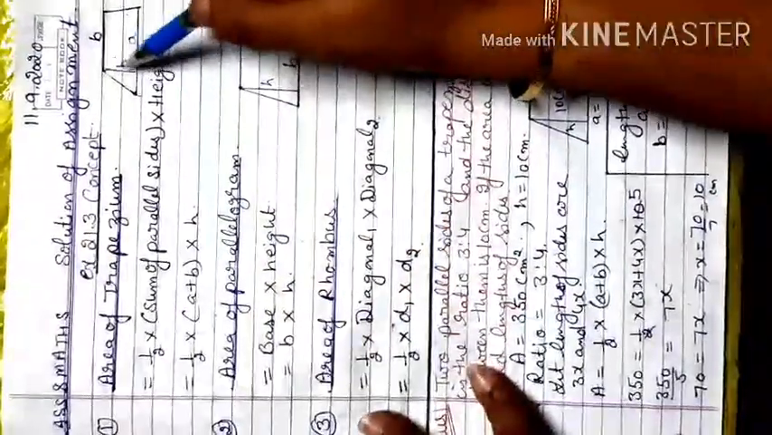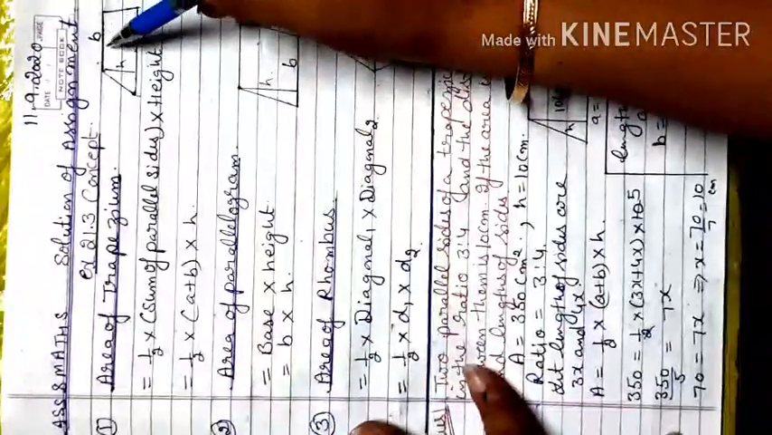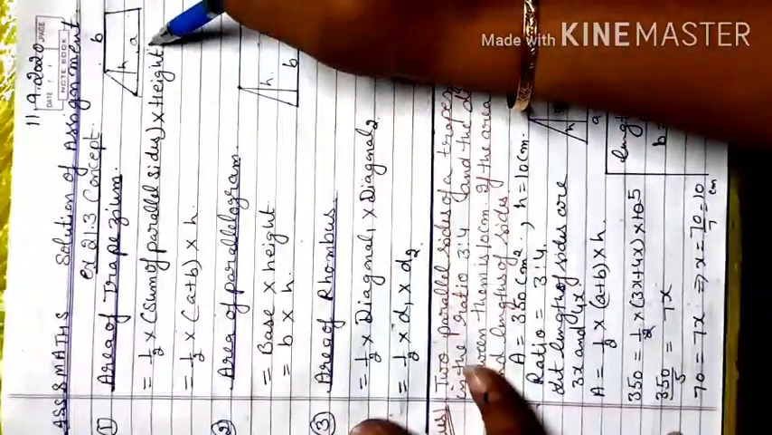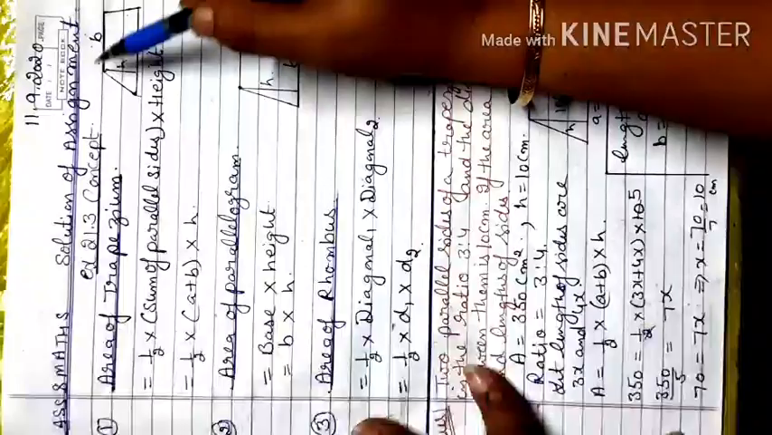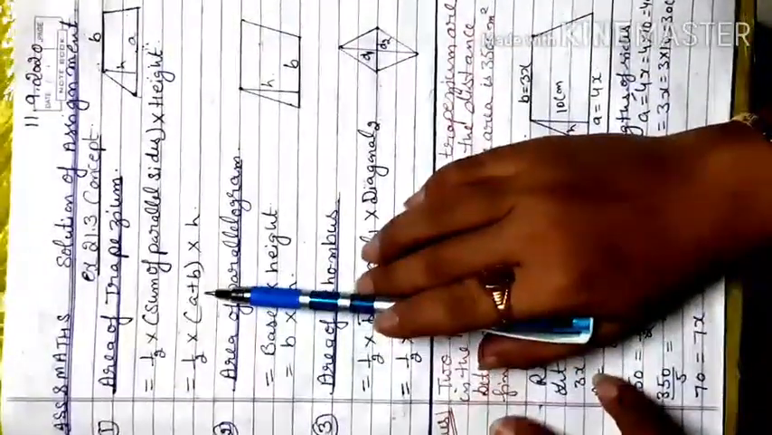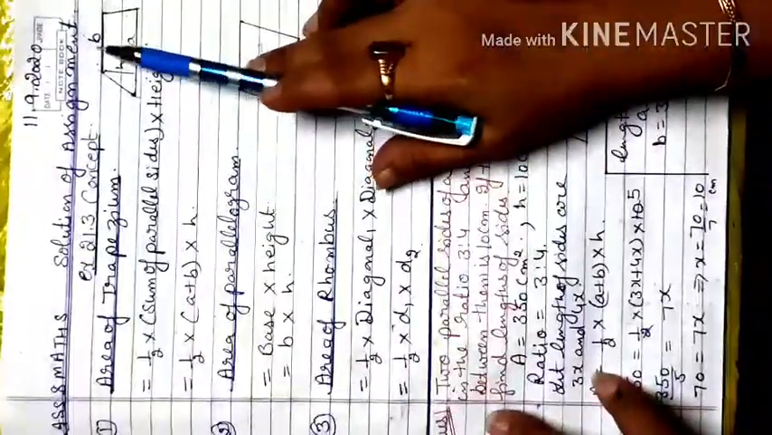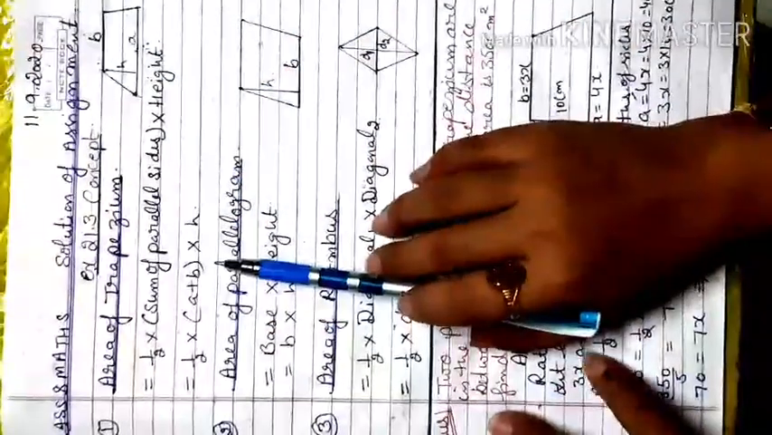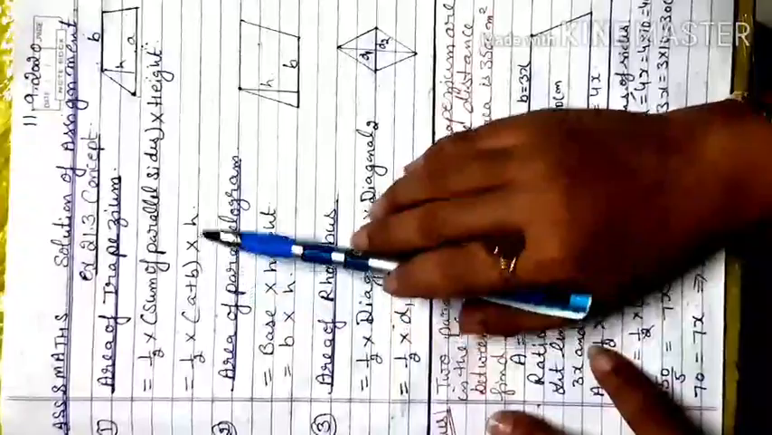So you add the measurements of the parallel sides, and multiply by the distance between the parallel sides. If I mark this as a, this as b, and this as h, my area of trapezium formula is 1 by 2 into (a plus b) into h.